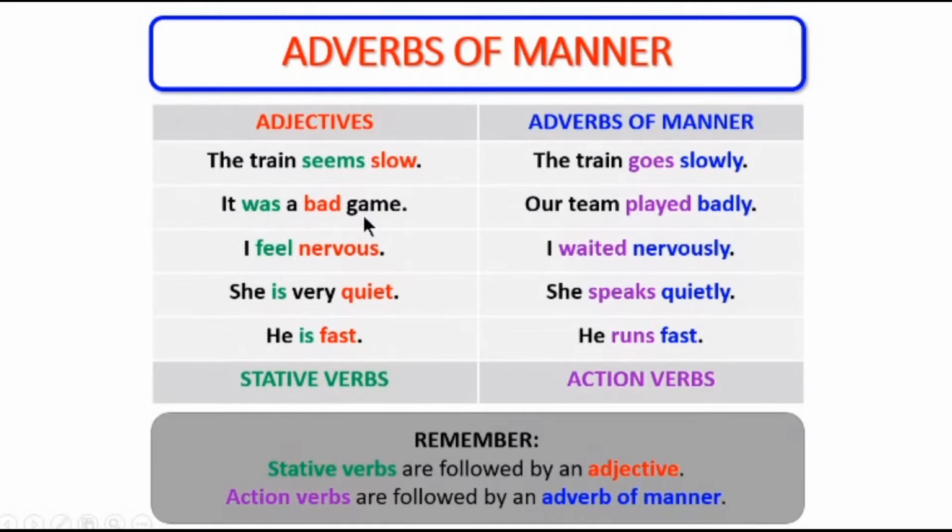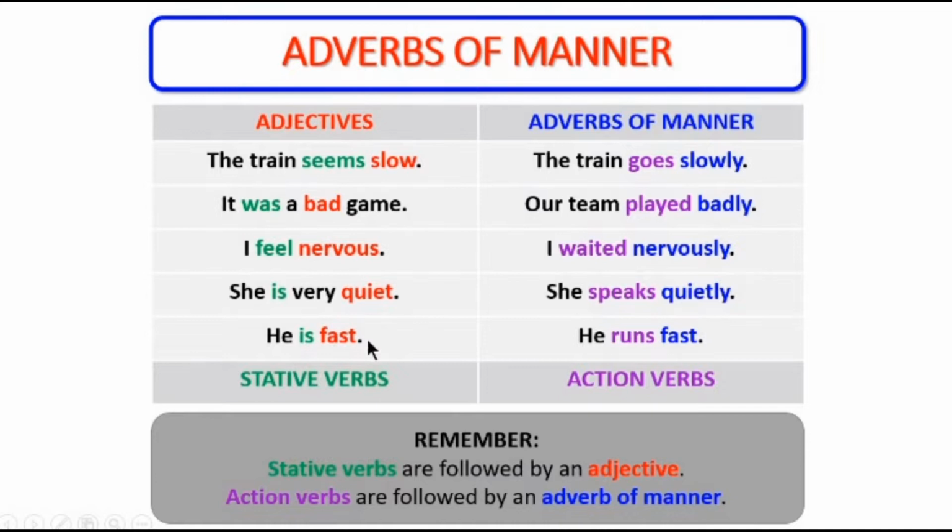It was a bad game. Was is a stative verb, bad is an adjective. Our team played badly. Played is an action verb, badly an adverb. I feel nervous. Stative, adjective. I waited nervously. Action, so nervously. She is very quiet. Stative, the verb to be, adjective quiet. She speaks quietly. Action verb, adverb.